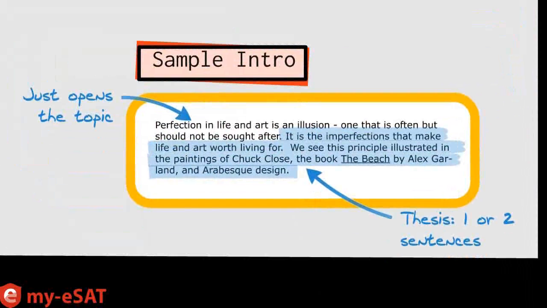Okay, so you can see how I followed the essay formula to the T. The first sentence, where it says, perfection in life and art is an illusion, etc., well, that sentence is just me not thinking too much. I'm just quickly writing something that opens up the topic. The next two sentences are my thesis. So the rule is your thesis can be 1 or 2 sentences long, but never longer than that.